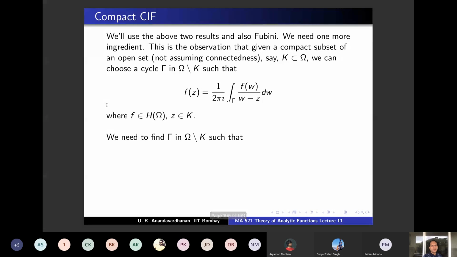Okay. So we need to find gamma in omega minus K such that the index of z with respect to gamma is 1 whenever z is in K and it is 0 whenever z is outside omega. Then this result follows. This is the point. Then this follows by the global Cauchy theorem.